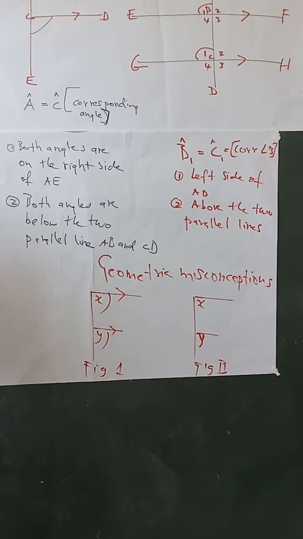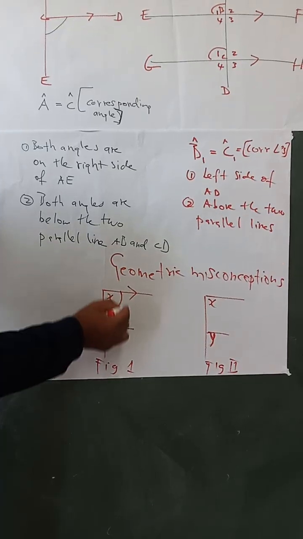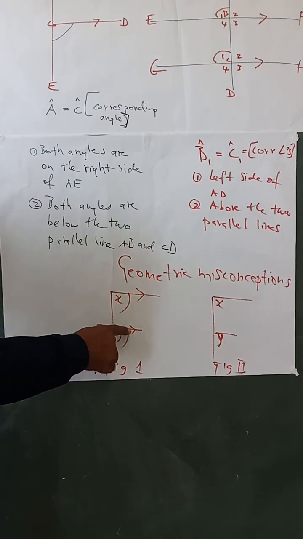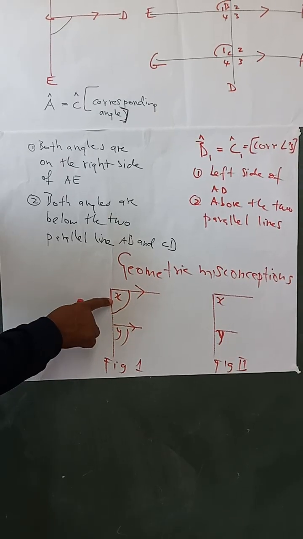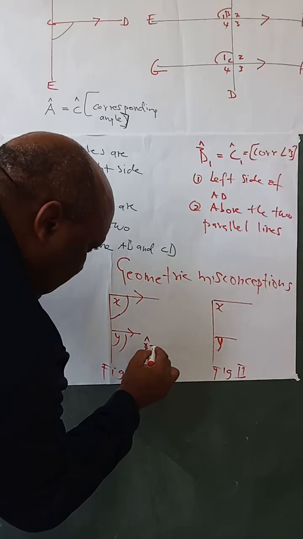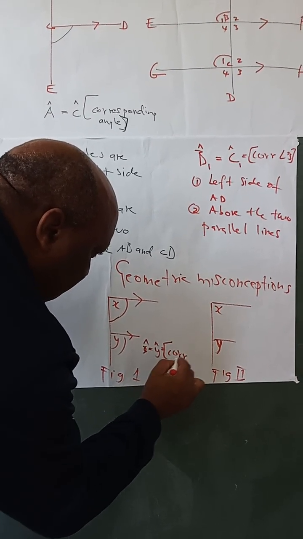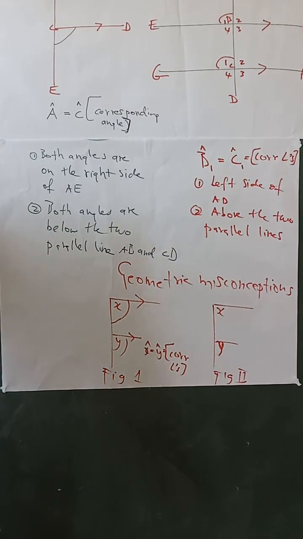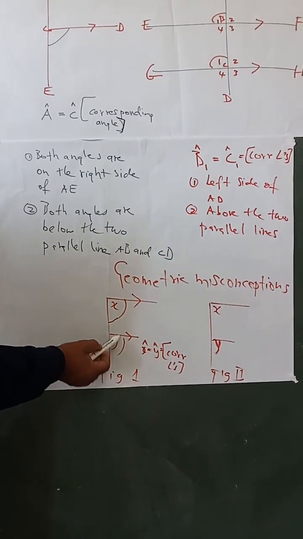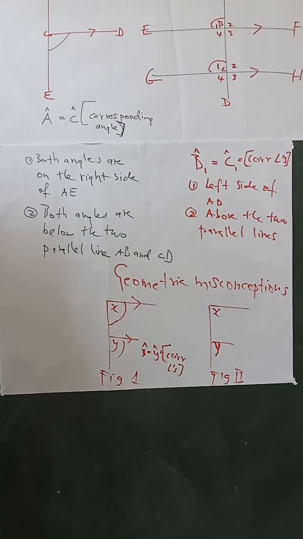In figure 1, we've got the two lines that are parallel. If the two lines are parallel, then you've got angle x and angle y. Therefore, we say angle x will be equal to angle y. Reason: corresponding angles. So the two angles x and y will only be equal if we've got the two lines that are parallel. That's in figure 1.